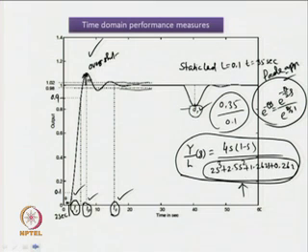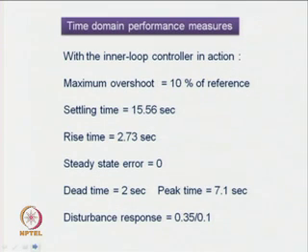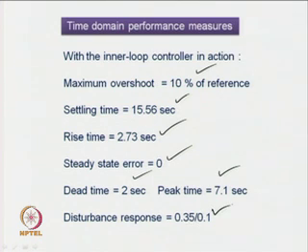Now, let us see what are the exact measures of those time domain performance measures we have got from the simulation result. The simulation result with both the controllers in the loop gives us a maximum overshoot of 10%, settling time of 15.56 second, rise time of 2.373 second, steady state error of 0, dead time of 2 second, peak time of 7.1 second, and disturbance response of 0.35 upon 0.1.